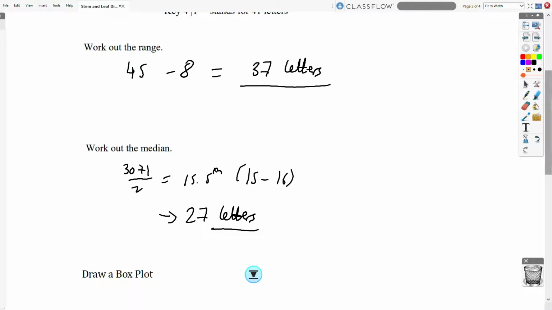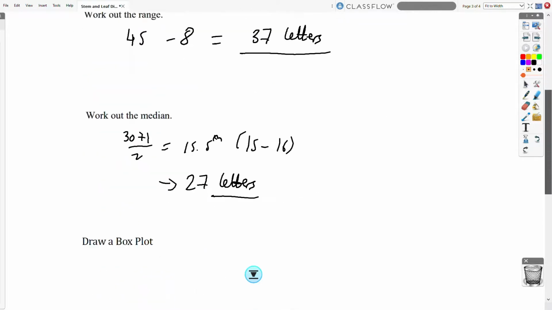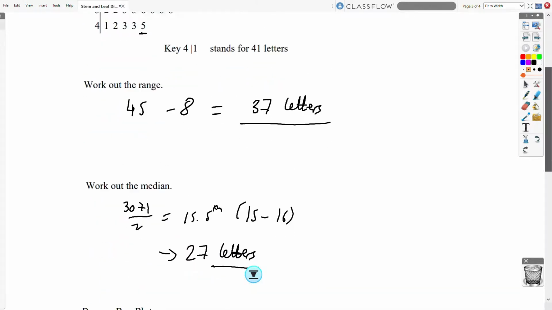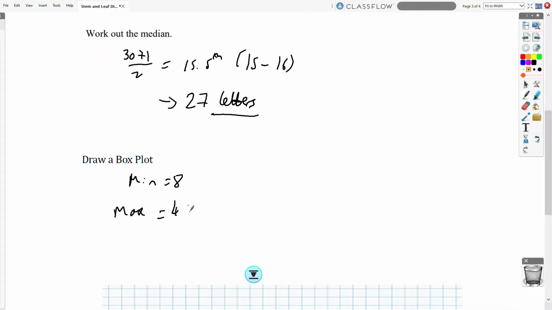Next, to draw a box plot, once again you need the min, max and all the quartiles. So we know the minimum value is 8, which we worked out earlier, and the maximum value is 45. We just worked out the median, which is 27. We now need to work out the upper quartile and lower quartile.